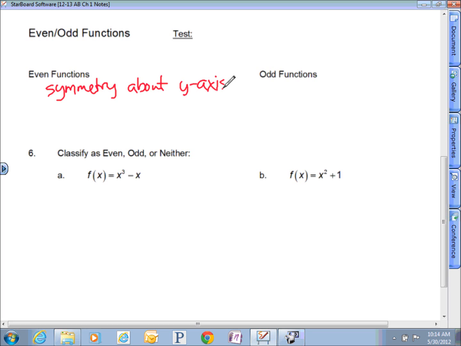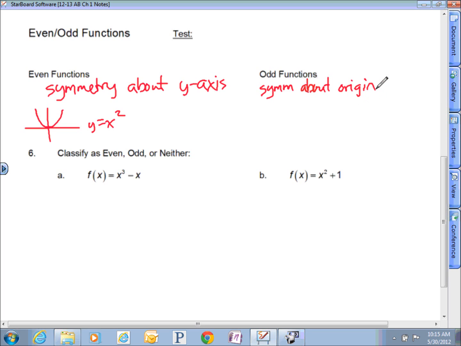Symmetry about the y-axis. If I wanted to make you a real quick graph of an even function, the simplest equation I can think of would be y equals x squared, because what's on the left side of the y-axis exactly matches or mirrors what's on the right side of the y-axis. Those are even functions. An odd function has symmetry about the origin.